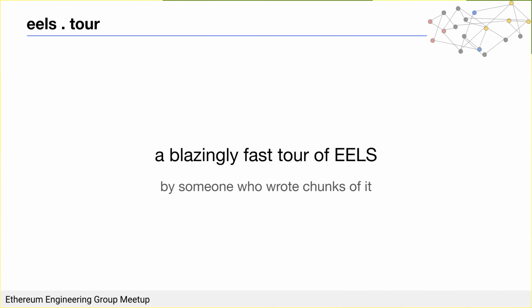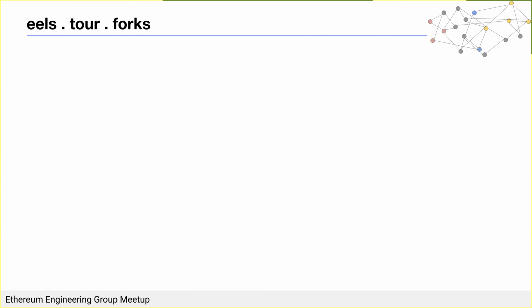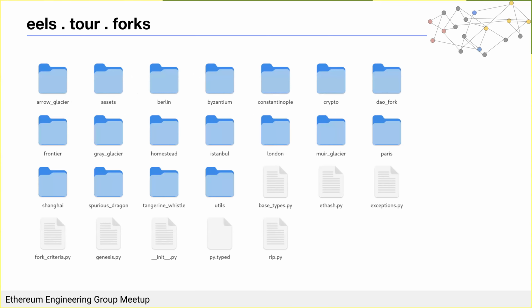So now I'm going to give you a blazingly fast tour of EELS itself. We're going to go through the same kind of structure that we did going through the yellow paper, but instead we're going to be looking at screenshots of the EELS. We don't have a background section. That's not done yet. We're actually missing a lot of the English documentation. But we do organize our code a little bit differently.